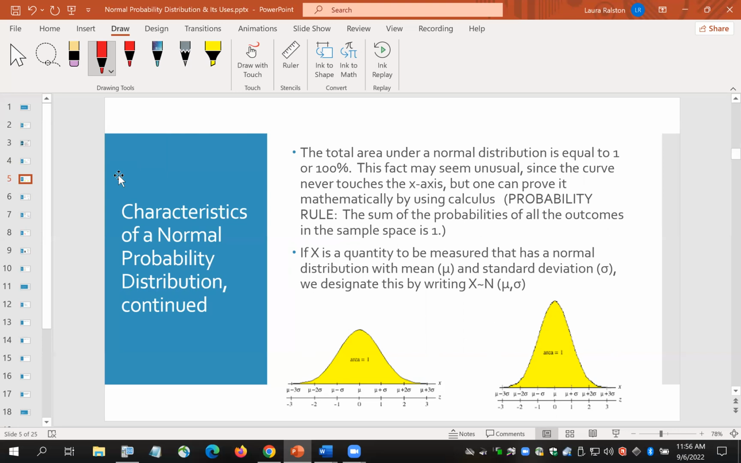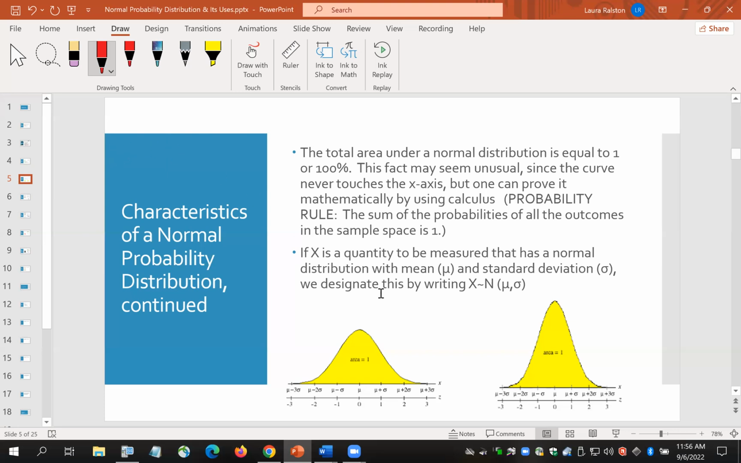And again, that seems odd because that normal distribution, as it moves out towards negative infinity and positive infinity, keeps going forever and ever. It never actually touches that horizontal x-axis. And I mentioned to you previously that to prove that to you, we have to do some calculus. But it all goes back to the fact that the sum of the probabilities for all the possible events is 1.